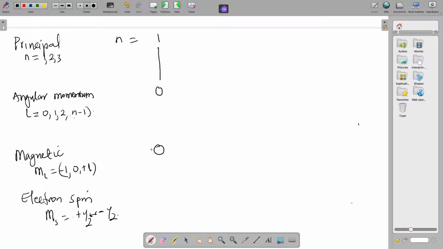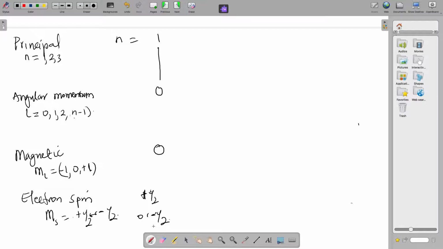And what are the possible values for our electron spin? It can be plus half or minus half. So that means an electron can have values of 1, 0, 0, plus half, or 1, 0, 0, minus half. So if you have two electrons in an orbital, one of them will have values of 1, 0, 0, plus half, and the other will have values of 1, 0, 0, minus half. So the two electrons never have all four quantum numbers the same. The first three are the same, but the last one will be different for the two. Okay, so keep that in mind.